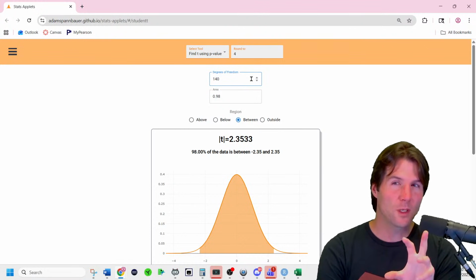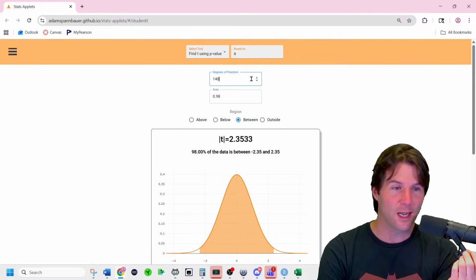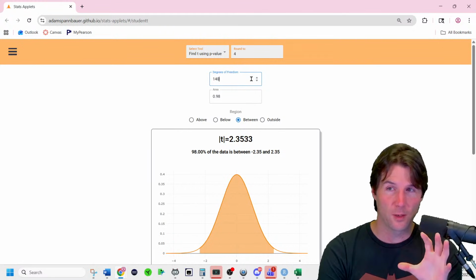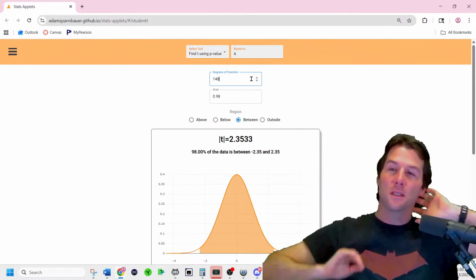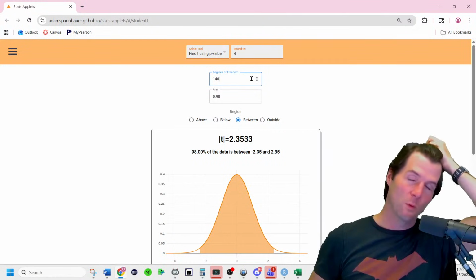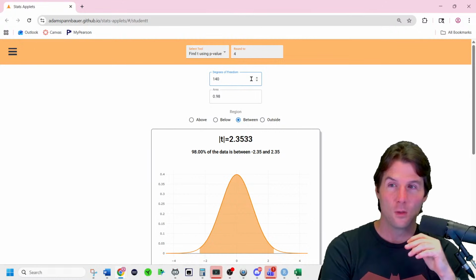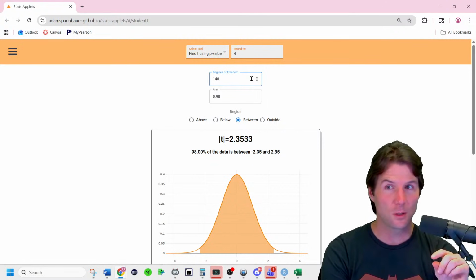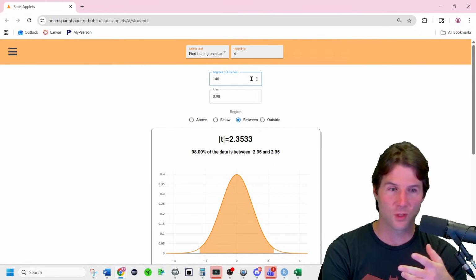Who thinks they understand that T's and Z's are very similar? T's are more exactly calculated and the differences are bigger for smaller degrees of freedom. Does that make sense in the chat? A T is a more exact calculation created by William Gossett, used for the mean. You use degrees of freedom to tell you which T you're using. And as there's more degrees of freedom, the T and the Z converge towards the same answer.